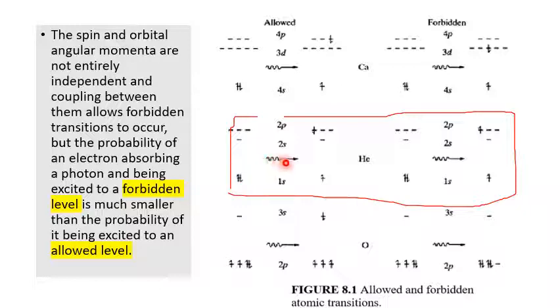When helium absorbs a photon, the photon energy is equal to the difference of energy between 2p and 1s. Then one of these electrons is excited and goes into 2p. This is the excited state of helium, which is allowed.